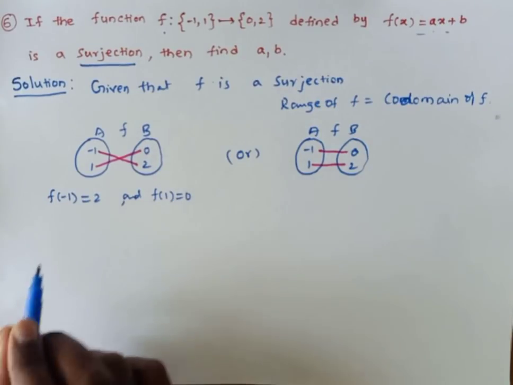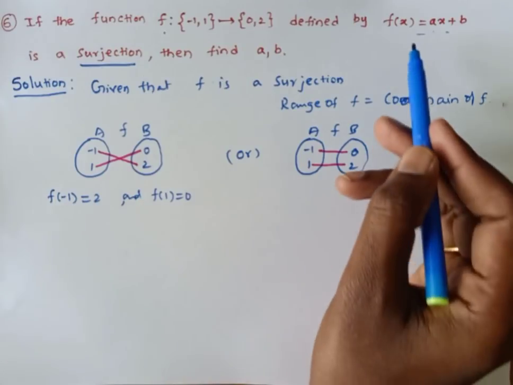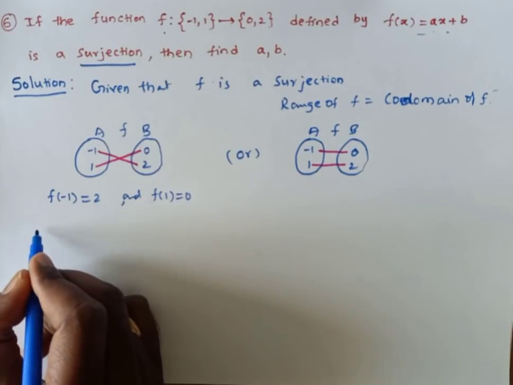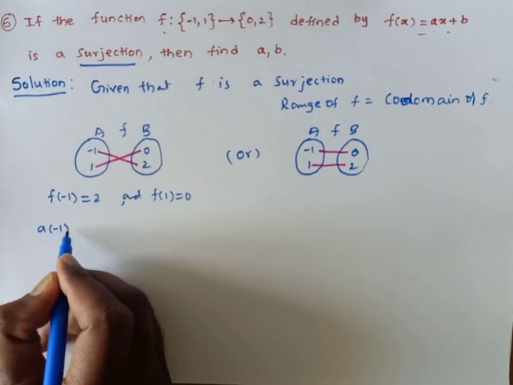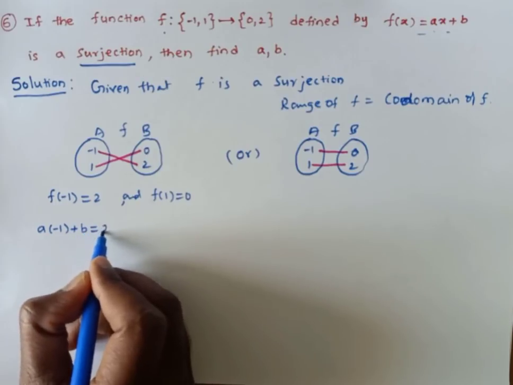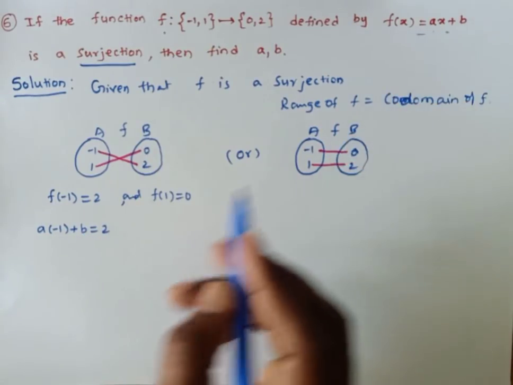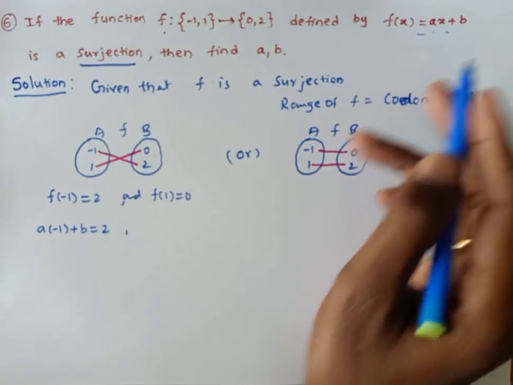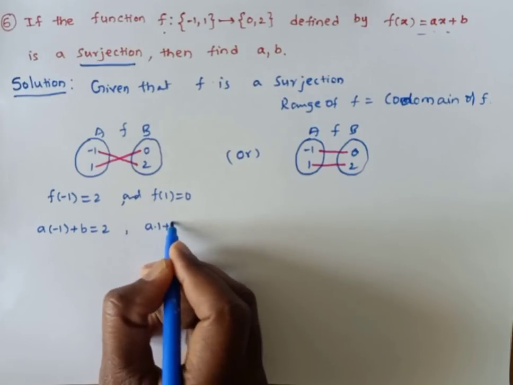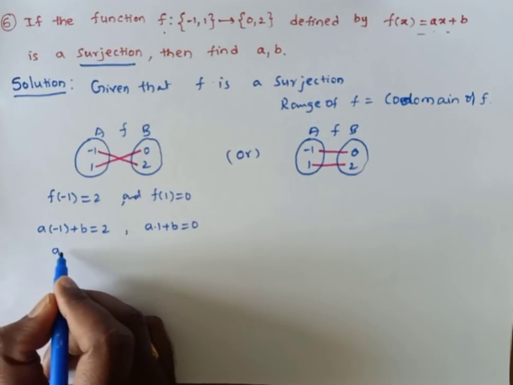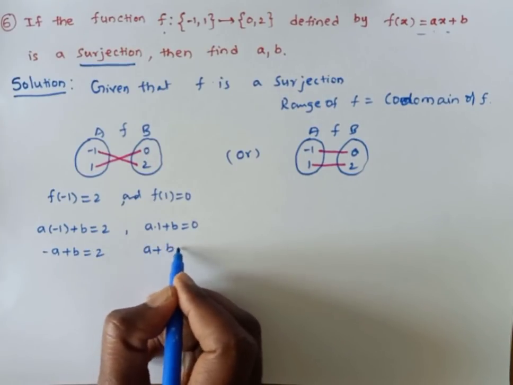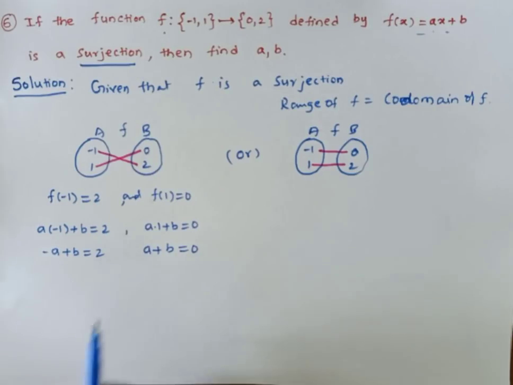So first solve this: f of minus 1 is 2. Already given f of x equals ax plus b, so replace x with minus 1. We get a into minus 1 plus b is 2. And f of 1 equals 0 means a into 1 plus b equals 0. So this is minus a plus b equals 2, and this is a plus b equals 0. Now solve these two. Let these be equations 1 and 2.